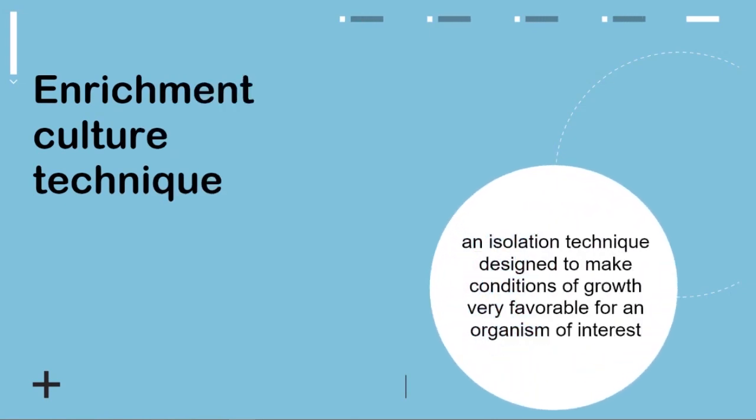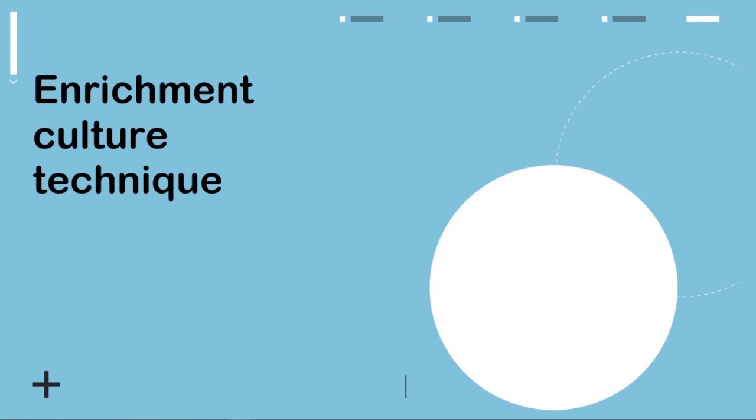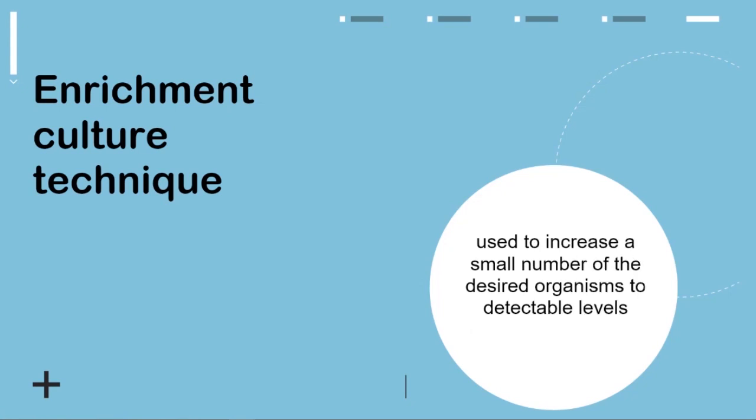The enrichment culture technique is an isolation technique designed to make conditions of growth very suitable for organisms of interest, while having an unsuitable environment for any competition. The purpose of this is to purify the sample in order to obtain the organism of interest. Furthermore, it is used to increase a small number of desired organisms to detectable levels.